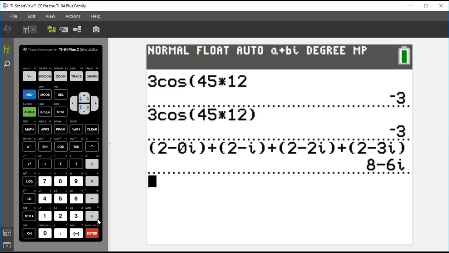So lastly, I'm going to go 2 minus 3i. Enter. So there's your answer, 8 minus 6i on that one. Okay, so that i key, in case you forgot, which I figured was a good segue because we're going to do midterm review soon anyways, is second period. So 8 minus 6i there.